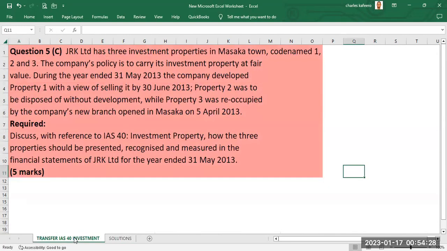Now, this property three, they told us that property three was reoccupied by the company's new branch opened in Masaka on 5th April 2013. If this property was occupied by the company, it means it's now going to be converted from investment property to PPE. Because we said with the PPE, those are the assets that are going to be used by the administration, or that are going to be used by the organization itself, the production and supply of goods and services. So, if it is so, then we are going to look at a transfer from investment property to PPE.